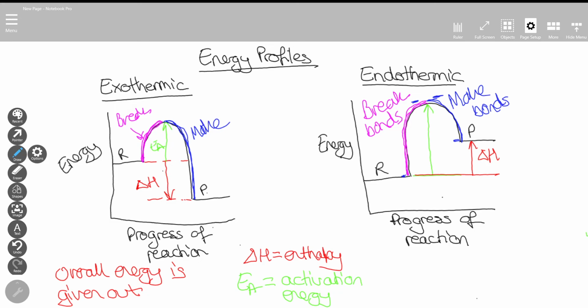Imagine you are holding something and it's taking energy away from your hand. How are your hands going to feel? They're going to feel cold because the energy is being taken away from it. Whereas if you think about the exothermic reaction, if you were holding something that was giving out heat, your hands would feel warm. So always think about you're holding something absorbing or giving out energy, and that will help you think about the corresponding change in temperature that goes with it. So overall here, energy is taken in.